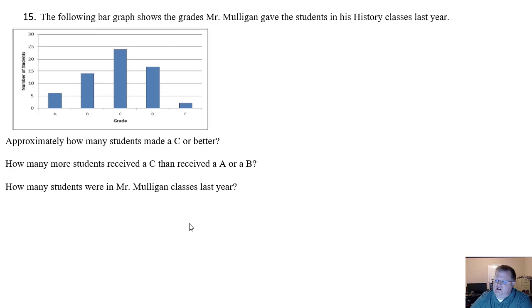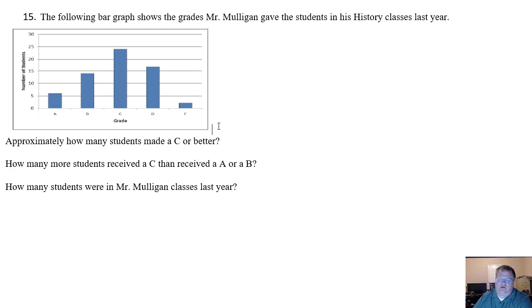All right, in this question, we're asked to use a little bit of our estimation skills. So if you haven't done so yet, see if you can kind of eyeball this and estimate a little bit. But start with this first question. How many students made a C or better?